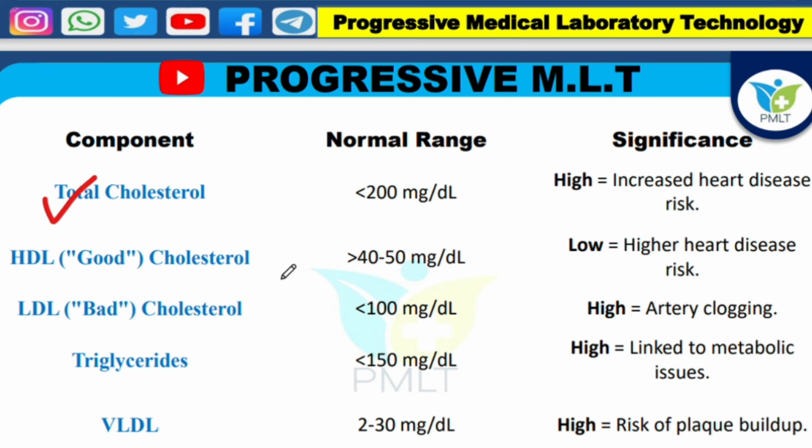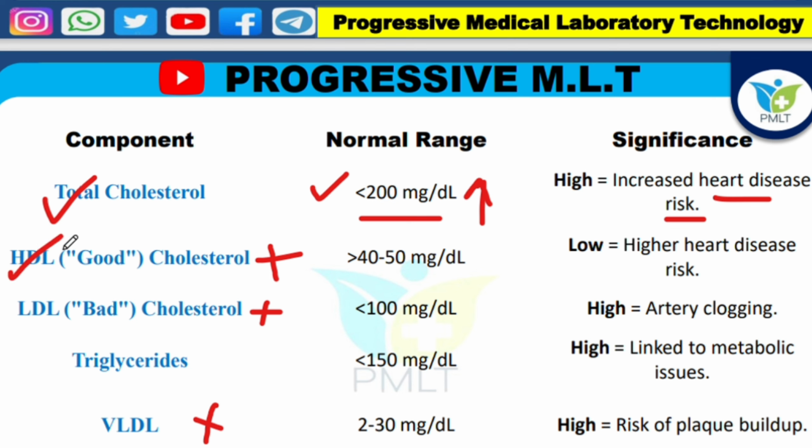Firstly, total cholesterol. Keep in mind that when we accumulate HDL, LDL and VLDL, we get total cholesterol. Total cholesterol means the sum of HDL, LDL and VLDL. The total cholesterol level is less than 200. If it is higher than 200, it increases the heart disease risk, or we can say that cardiovascular disease risk can develop.